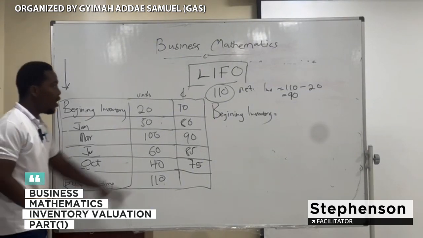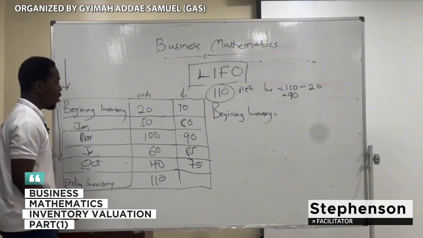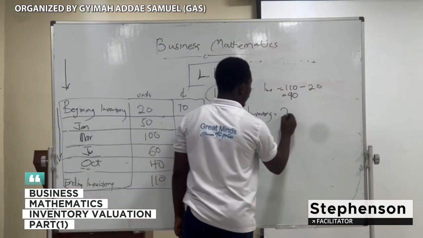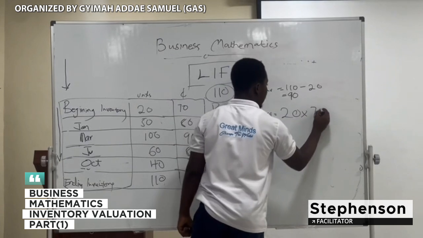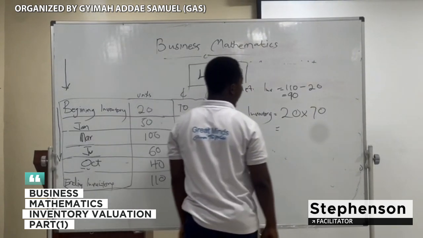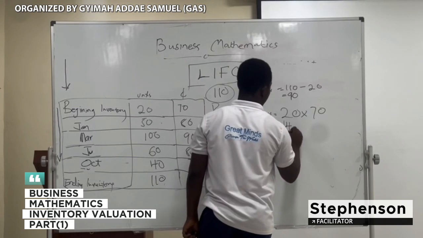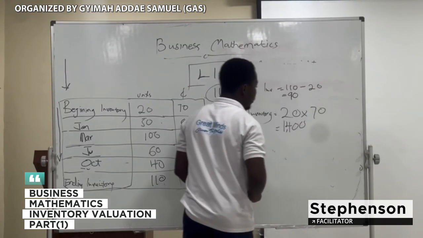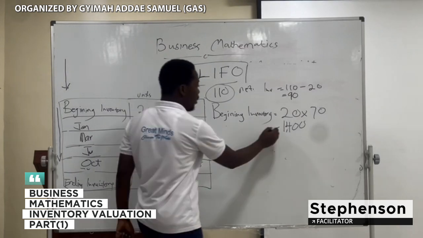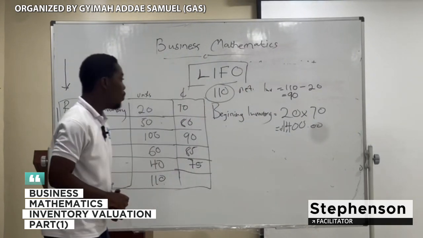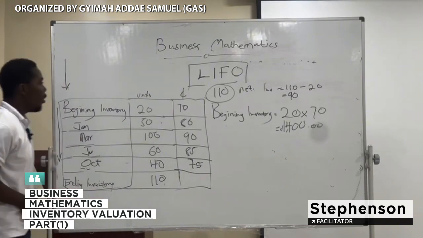All right. So let's value our beginning inventory, whereby we had 20 units. So 20 times 70 will give us 1,400 cedis. Okay, that's for our beginning inventory. Let's move on.